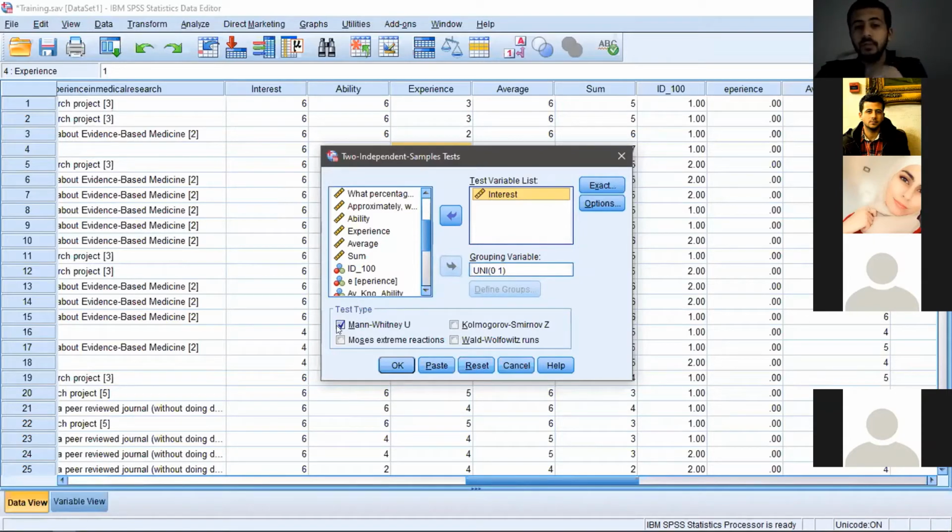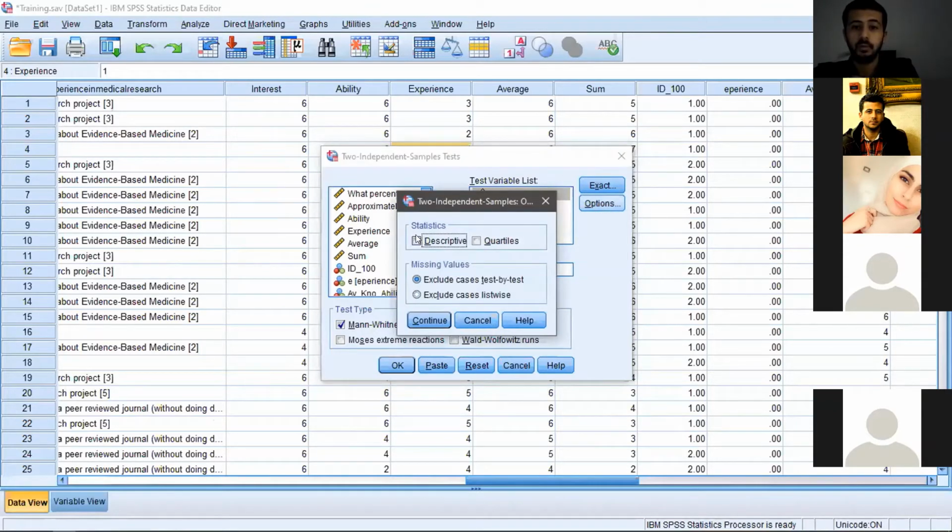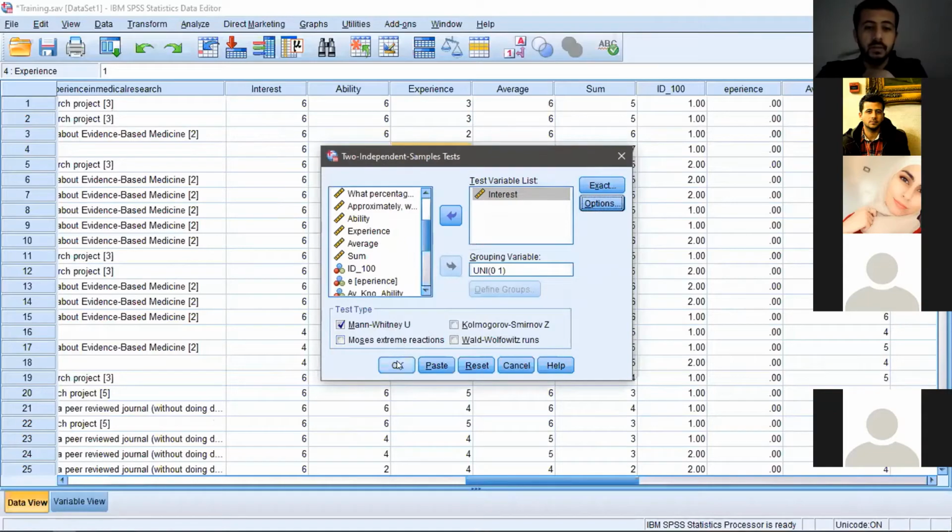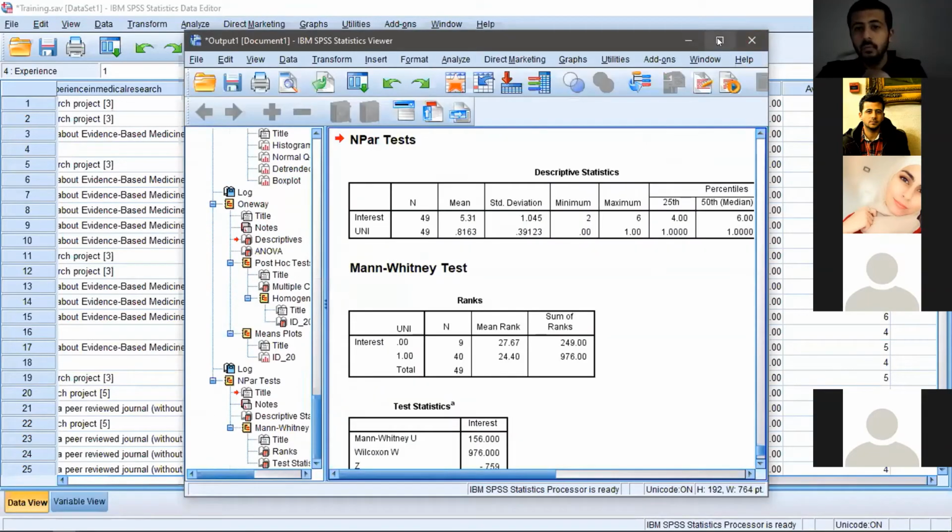Compare means is already checked. I don't want to go to the table again, but you remember Mann-Whitney is used instead of the 2 samples t-test. For the options I will take descriptives, because otherwise SPSS won't give me any other table. Okay, and what do we have?